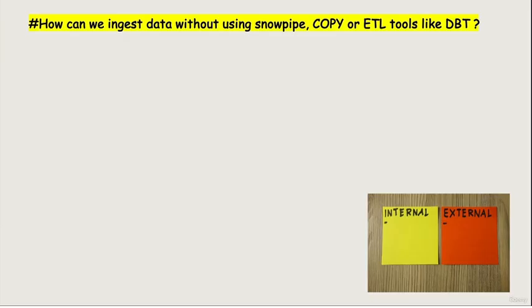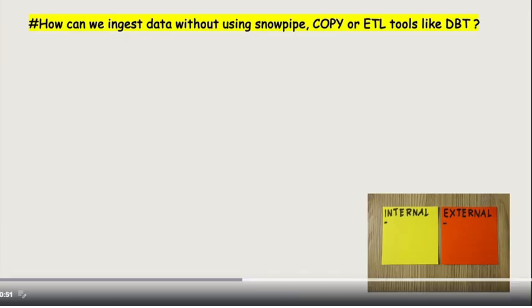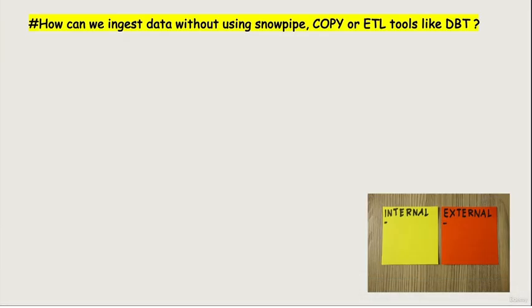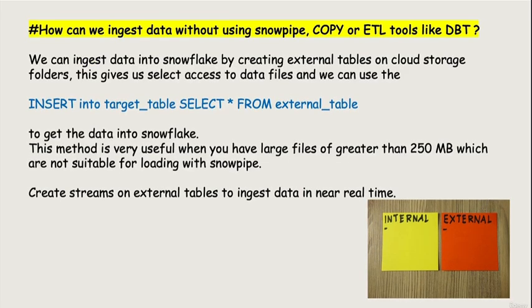How can we ingest data without using Snowpipe, the copy command, or ETL tools like dbt? We can ingest data into Snowflake by creating external tables. When we create an external table on a cloud storage bucket or folder, we are able to get select access to files in the folder. We can use insert into target table select star from external table to get data into Snowflake.